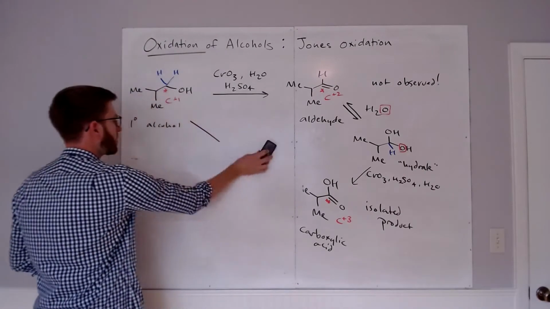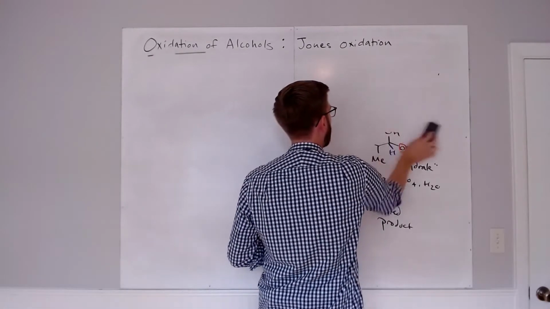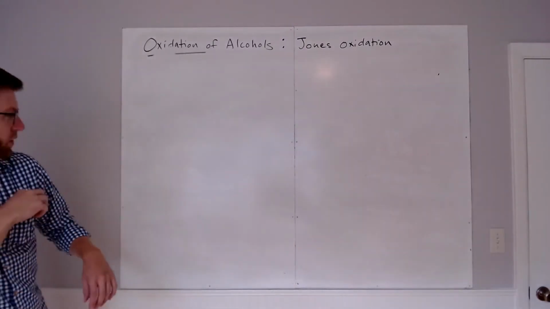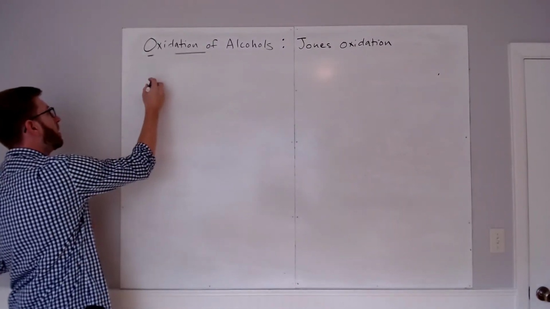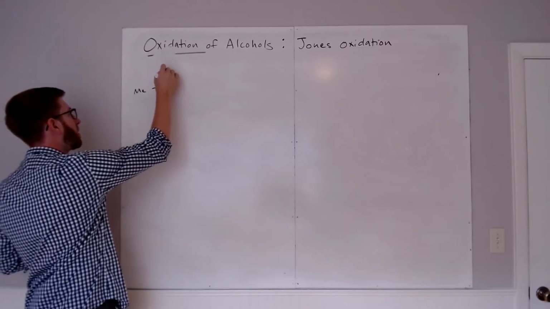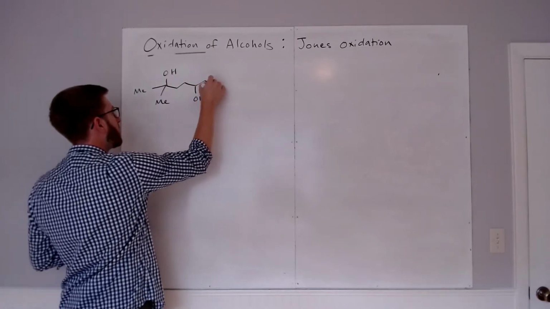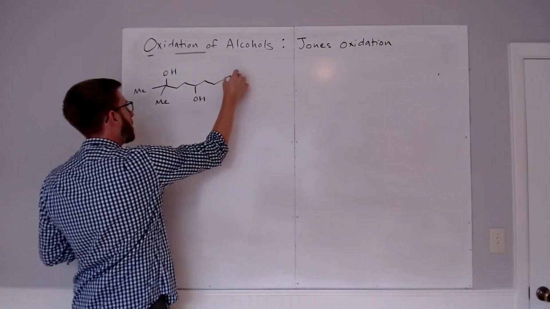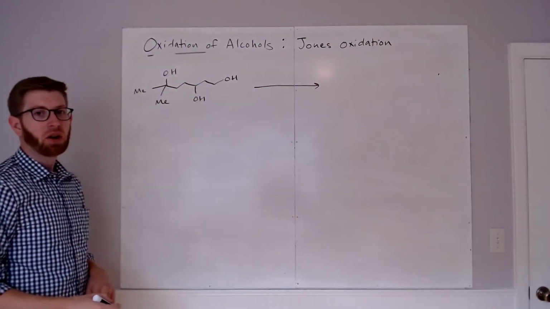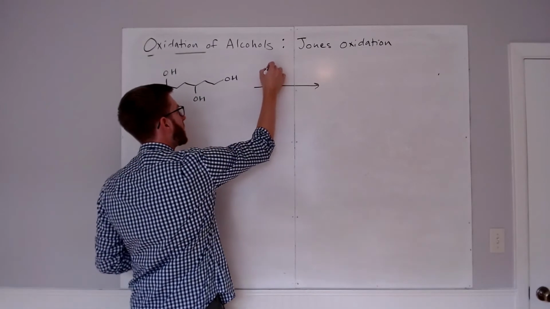And in that structure, we'll put together most of what we've discussed so far with respect to the Jones oxidation. So let's look at a compound that looks a little bit more complex. So let's say we took this compound, so three different alcohol groups now, here, here, and here. And let's react this with the Jones oxidation reagents.